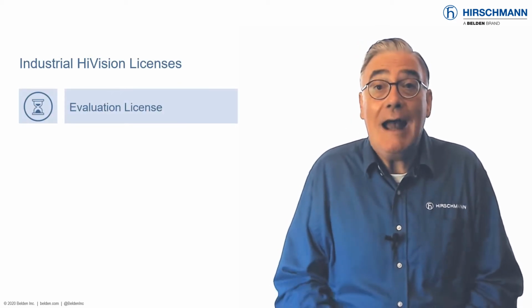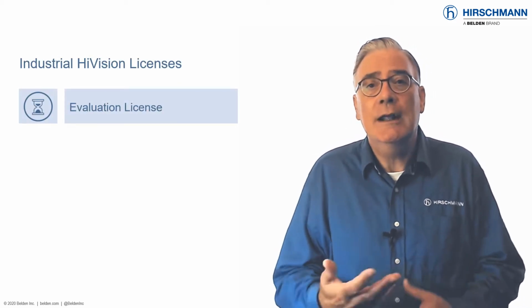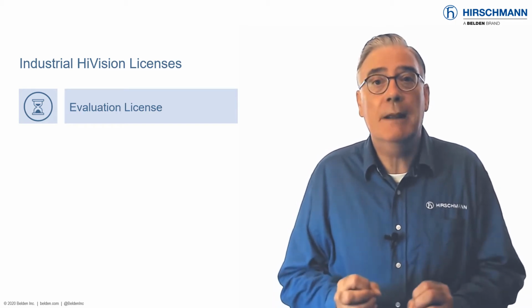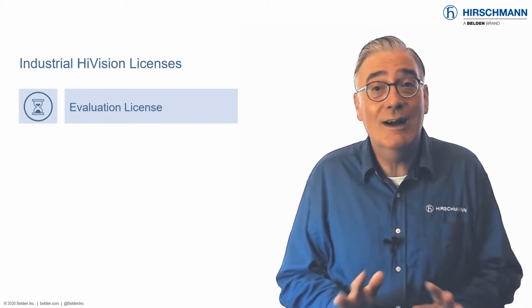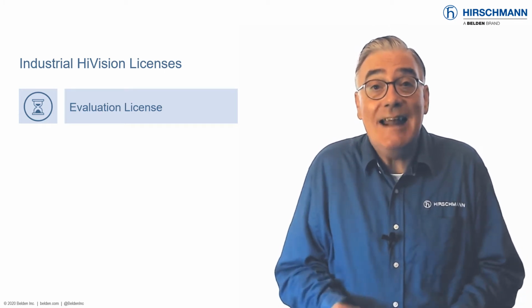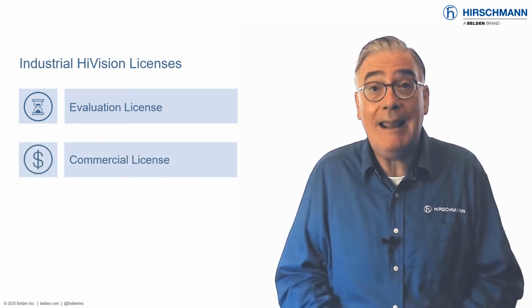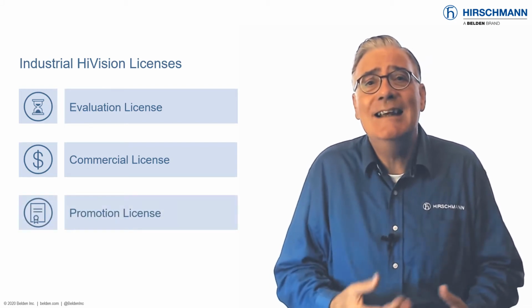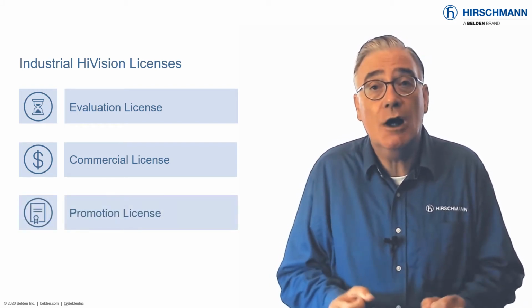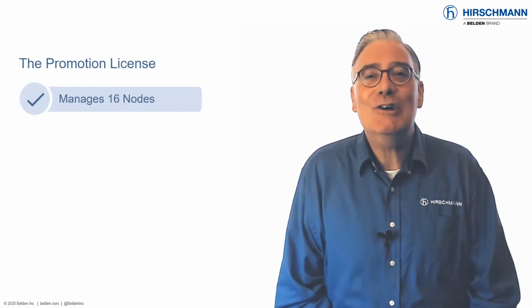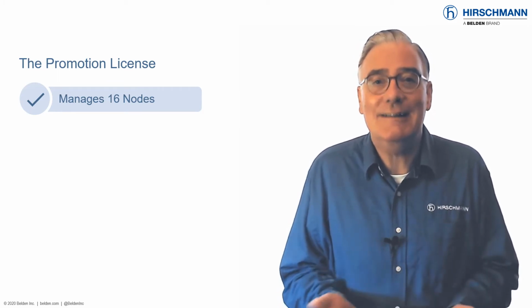When you download and install Industrial HiVision, it will run without a license for 30 days. After this evaluation period, the software will stop working. A license is then required to keep using Industrial HiVision. Normally, you would need to buy a commercial paid license, but there is also a free of charge promotion license available. The promotion license has the following characteristics.